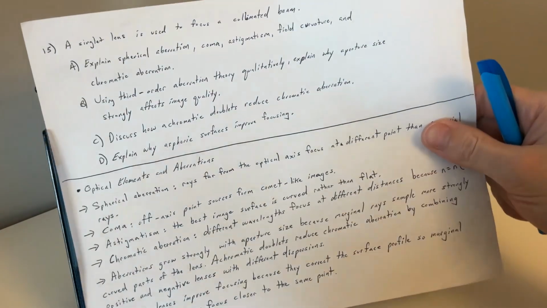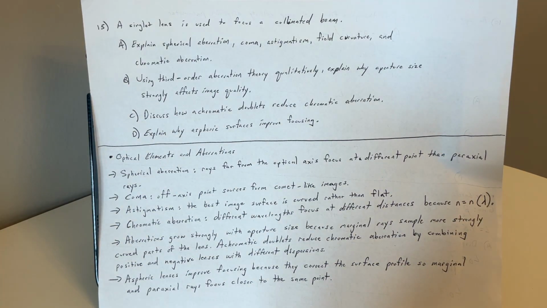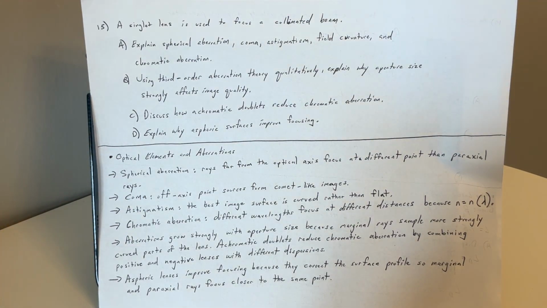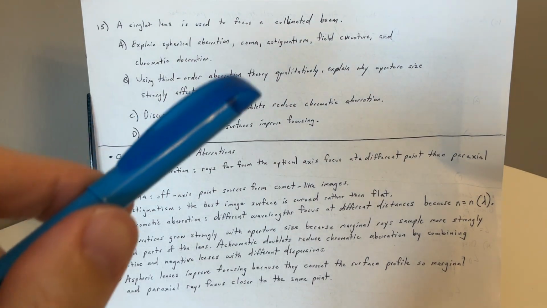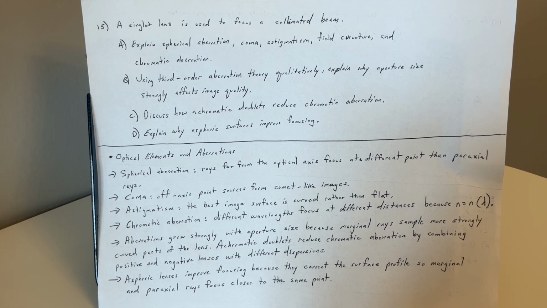Moving along to 15. And this is textbook notes stuff, important. All of it is important. Number 15, a singlet lens is used to focus a collimated beam. Let me read through A, B, C, D. Explain spherical aberration, astigmatism, field curvature, and chromatic aberration using third order aberration theory. Qualitatively explain why aperture size strongly affects image quality. Discuss how achromatic doublets reduce chromatic aberration. And explain why aspheric surfaces improve focusing.